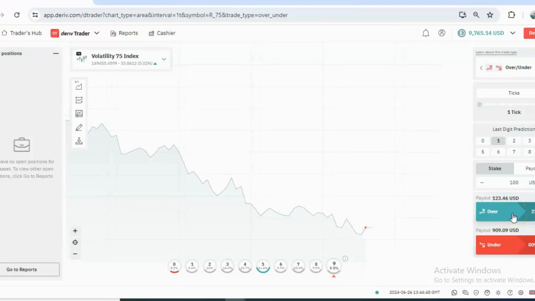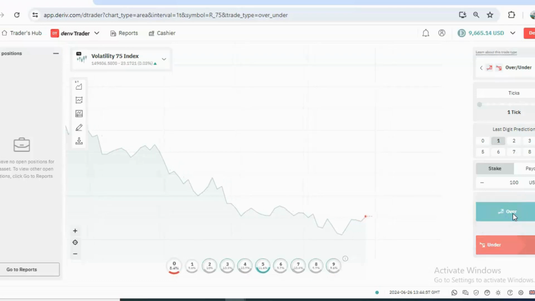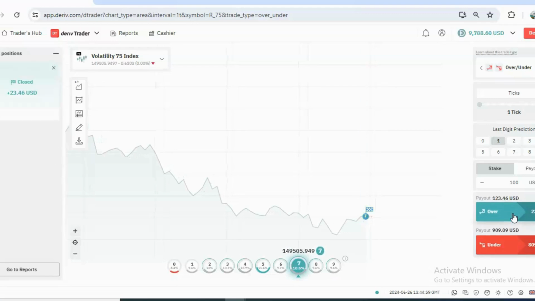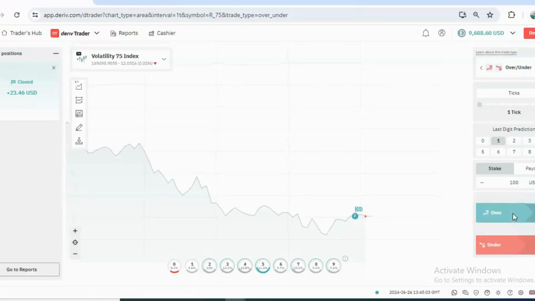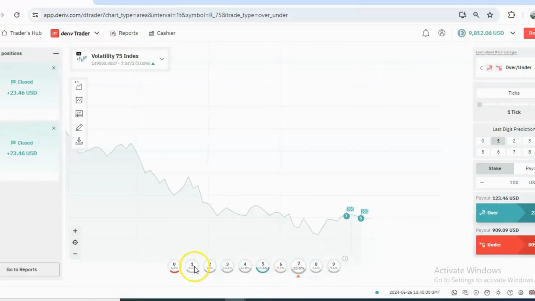We can try to take at least 2 trades here, to see if we can cover up our loss. 0. Let's see. Let's take at least 2. 1. So I'm waiting for the cursor to touch either 0 or 1.